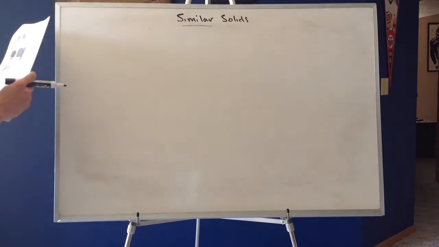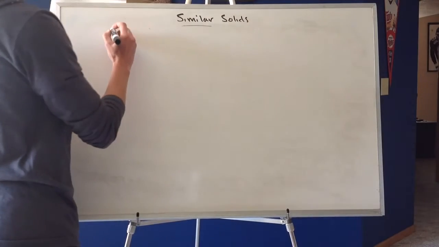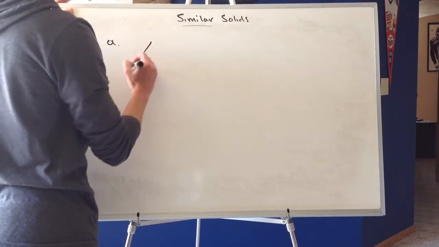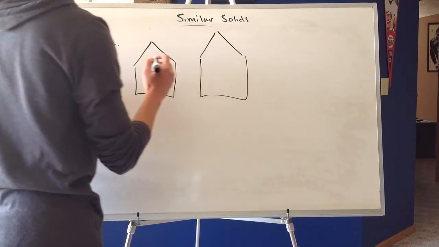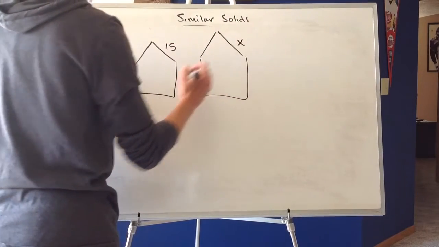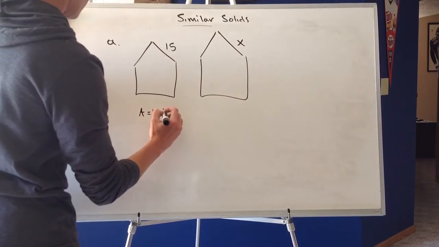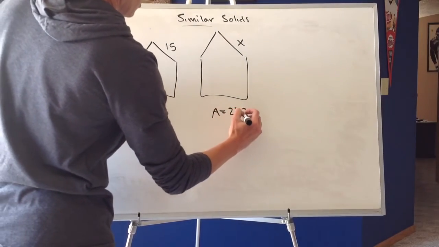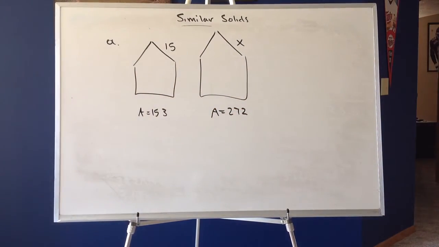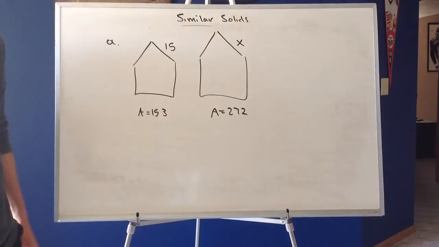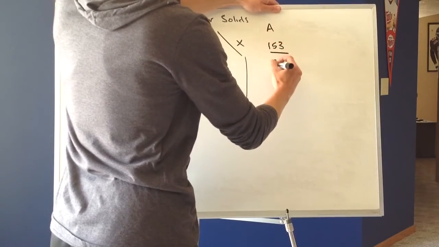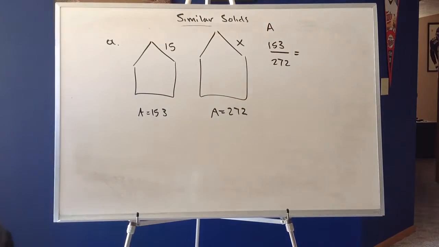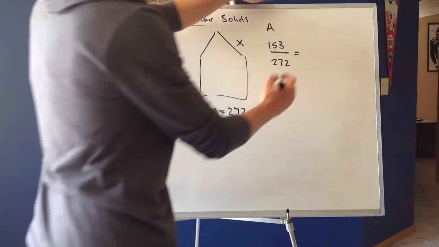Let's go ahead and flip that then. So for the next example, okay, this time it's the areas that they give us that match up. Okay, so the areas are 153 over 272. Again, first thing you want to do is reduce that. Okay, it does reduce down to 9 over 16.